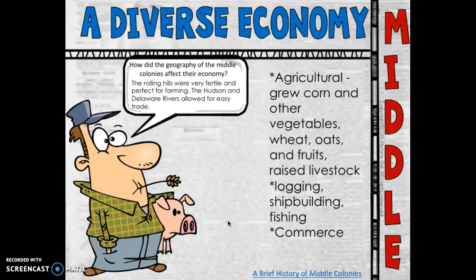So they grew corn and other vegetables. They grew wheat, oats, and fruits. They raised livestock. They did do logging and shipbuilding and fishing, not as much as the New England colonies, but they were definitely doing it a lot more than the Southern colonies.